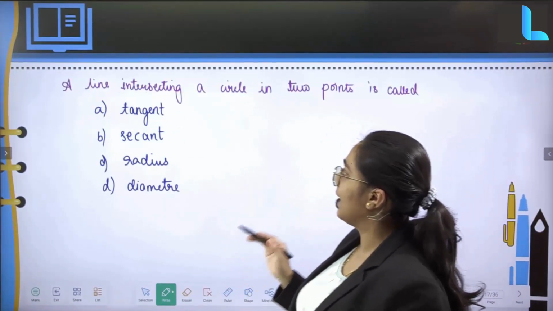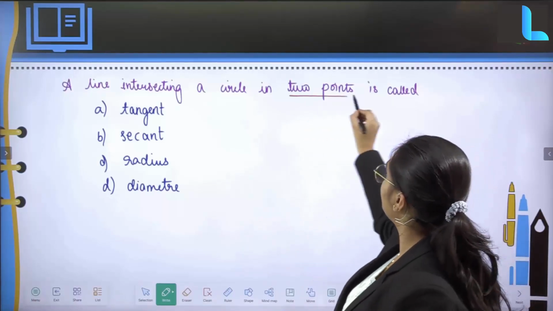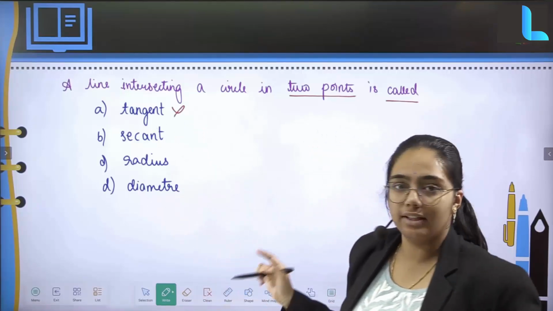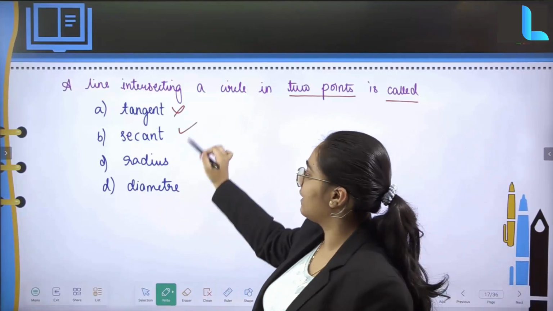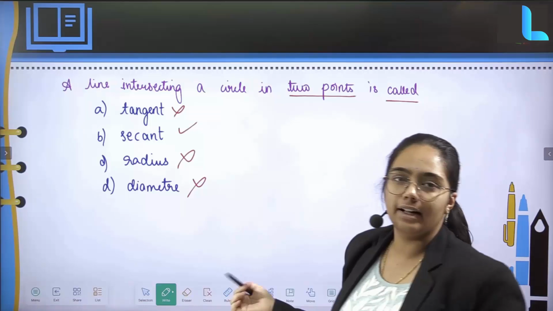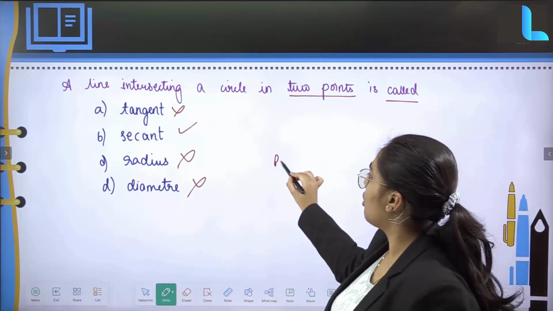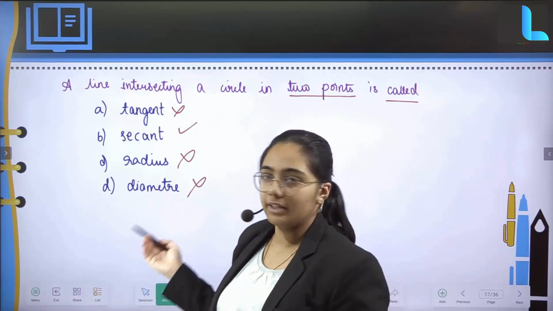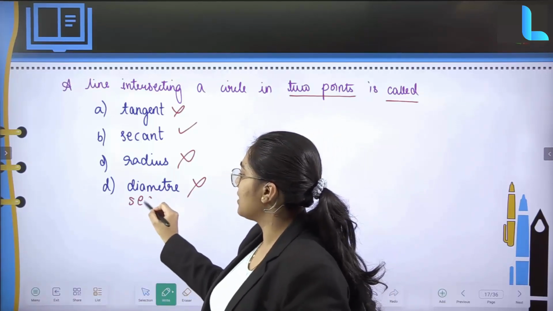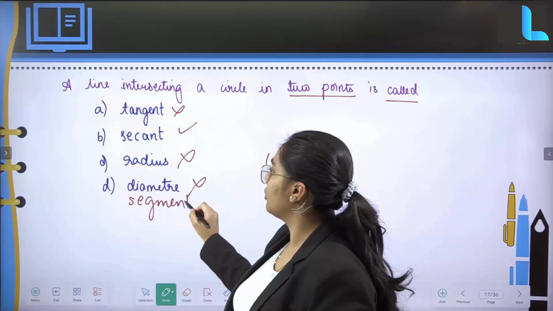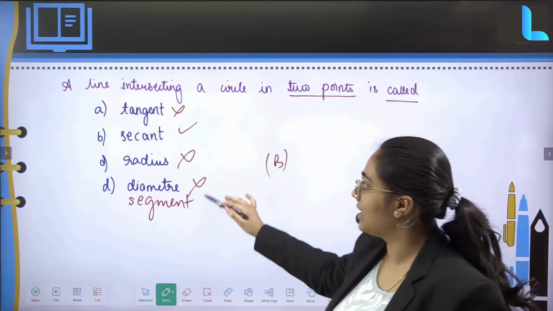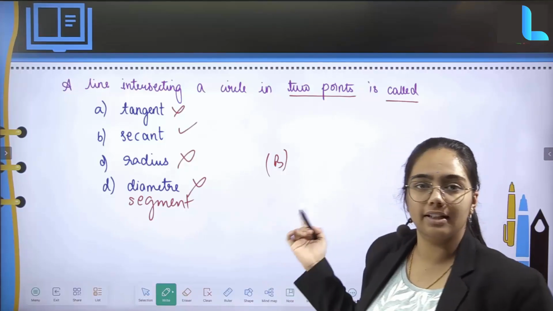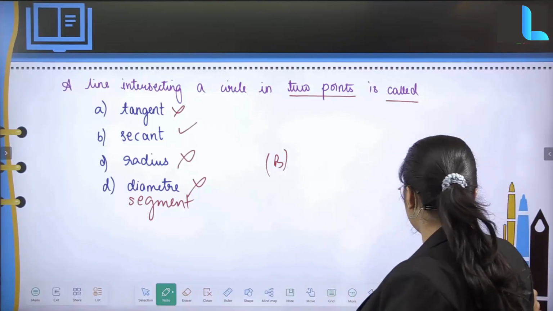Right, then a line intersecting a circle in 2 points is called? Is it a tangent? No, it cannot be a tangent. Is it a secant? Yes, it is a secant. Definitely not radius and definitely not diameter. Therefore, option B is going to be your answer. Suppose if not radius or diameter, they can also give you segment as your option. But do not confuse, there is a difference between the secant and a segment. Therefore, the correct option is secant.